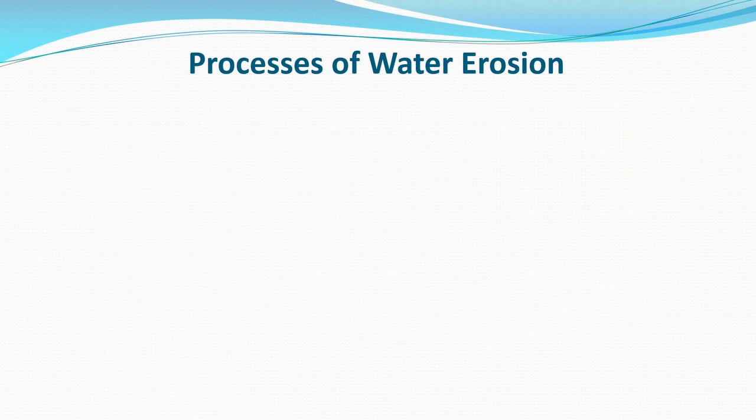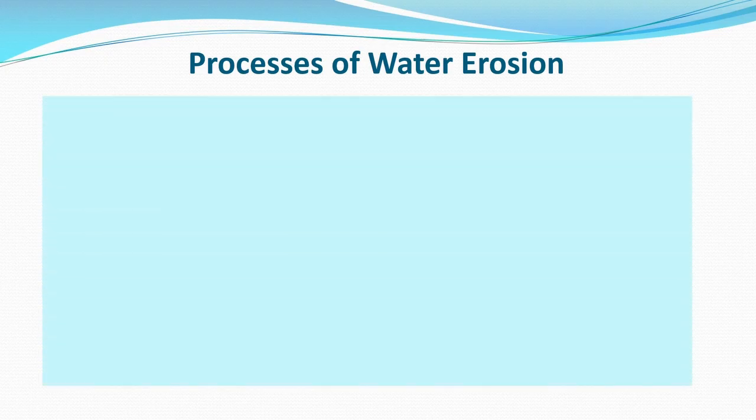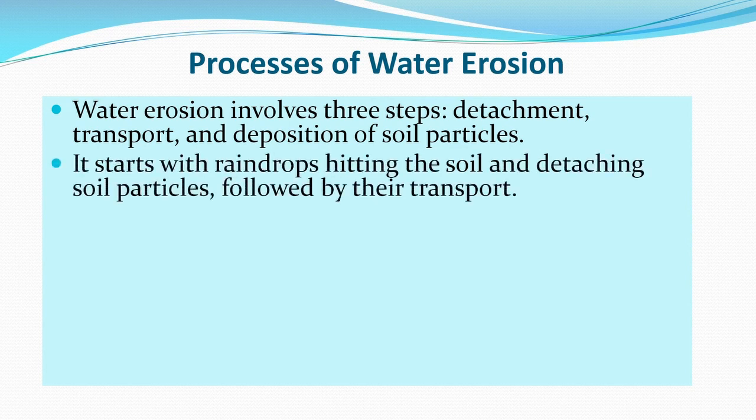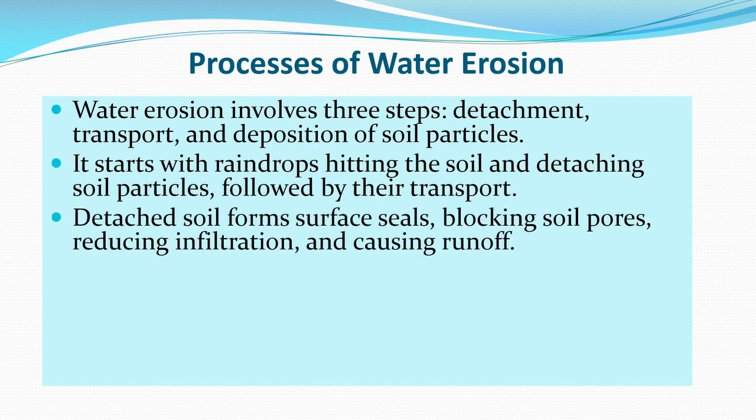Processes of water erosion. It involves 3 steps: detachment, transportation, and deposition. It starts with raindrops hitting the soil and detaching the soil particles, followed by their transport. These detached soil particles will form surface seals, blocking the soil pores, reducing infiltration and causing runoff. This is also an important point. The soil particles that got detached by the rainfall will block the soil pores and thereby reduce the infiltration. And if the infiltration is reduced, it will cause an increase in runoff.